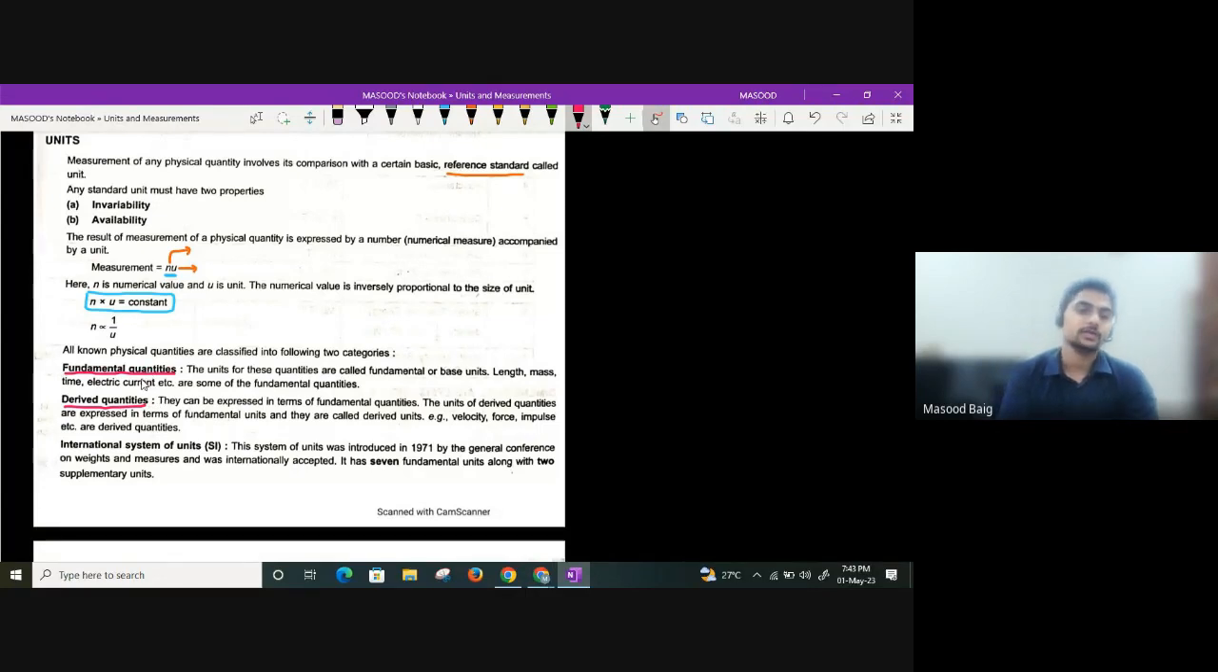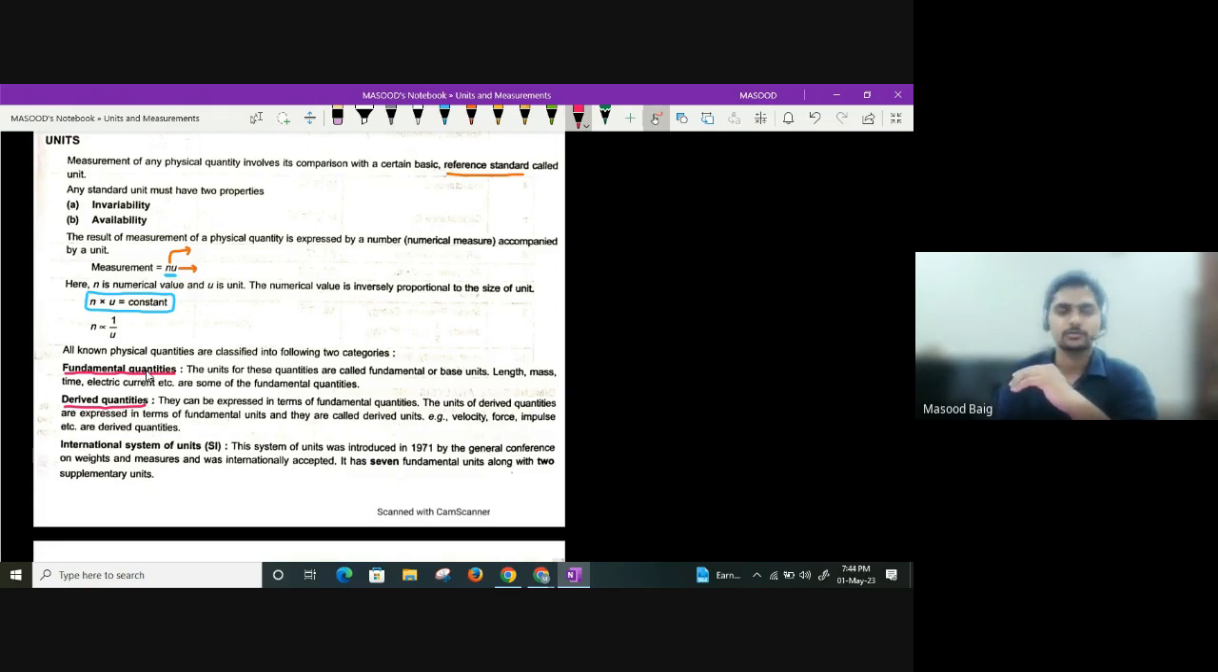So we have 7 fundamental quantities. We should remember that, because when we talk about dimensions of any physical quantity, we represent them in terms of fundamental quantities. So: length, mass, time, temperature, electric current, amount of substance, and light intensity. These are your 7 basic or fundamental quantities. Any other quantity, if you consider, we will write it as a combination of these quantities. So quantities derived from fundamental quantities will be called your derived quantities.